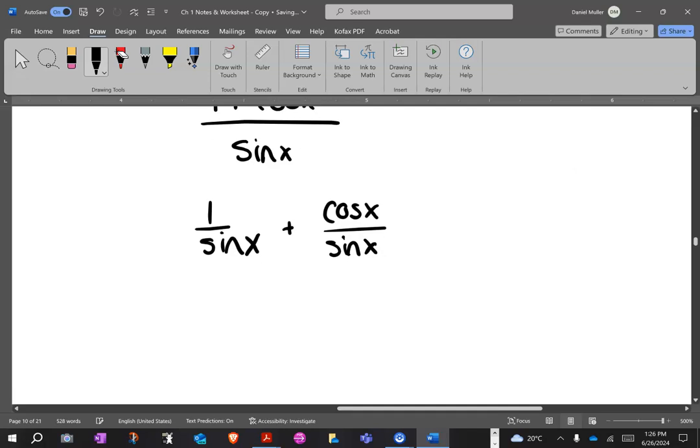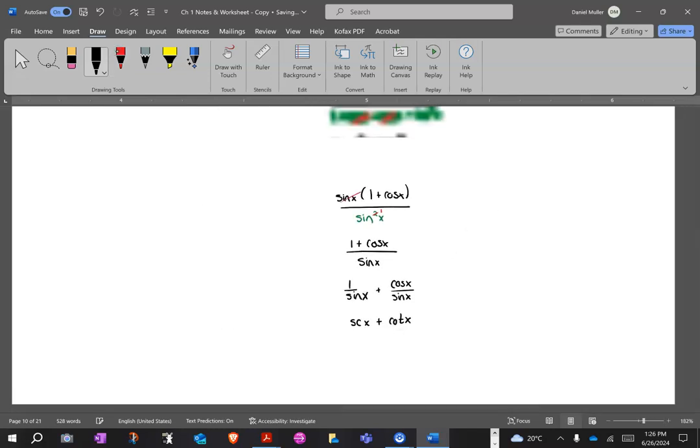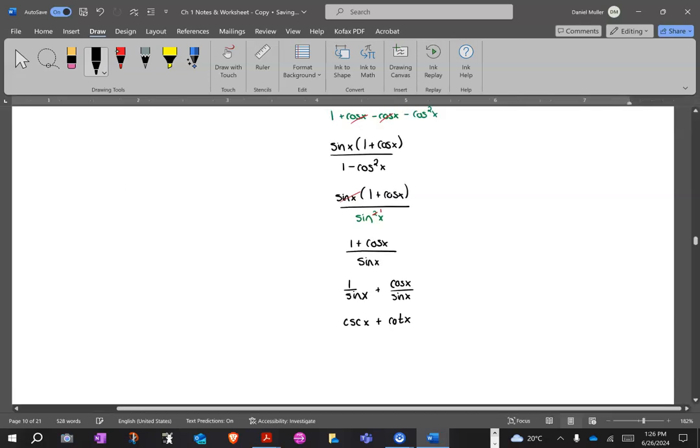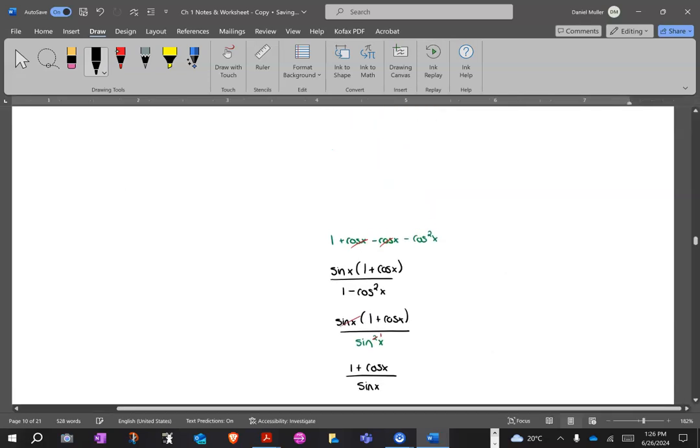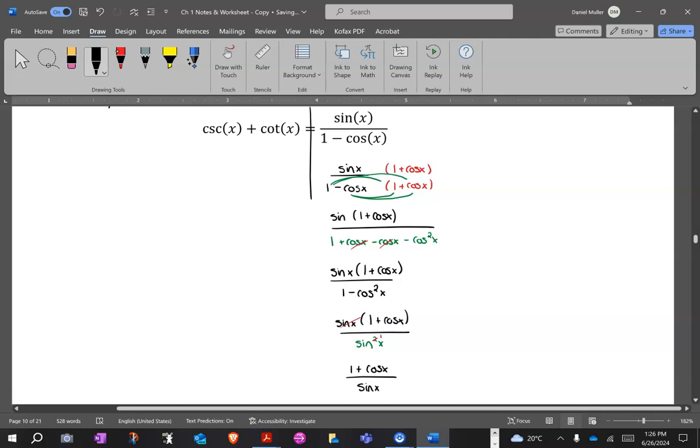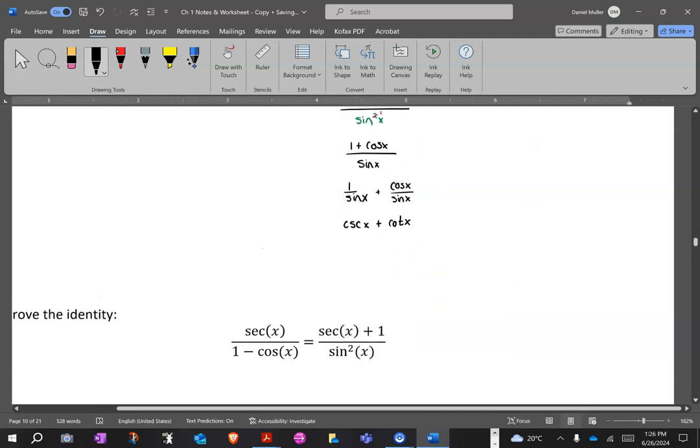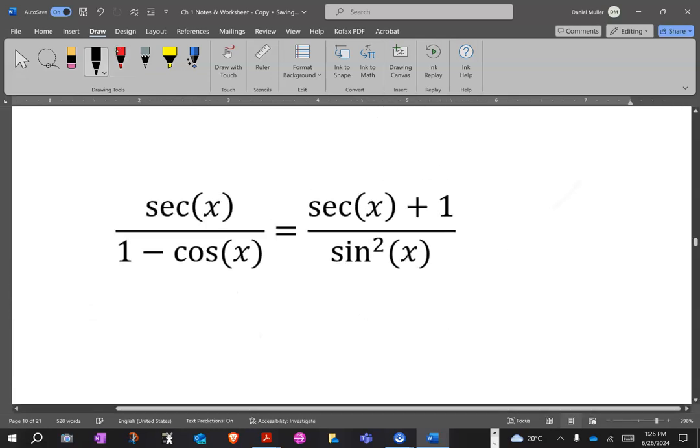Now 1 over sine is cosecant. Cos over sine is cotangent. And is that what we have on the other side? This is a long one. Cosecant, cotangent. Yes. So the left side equals the right side. Okay.